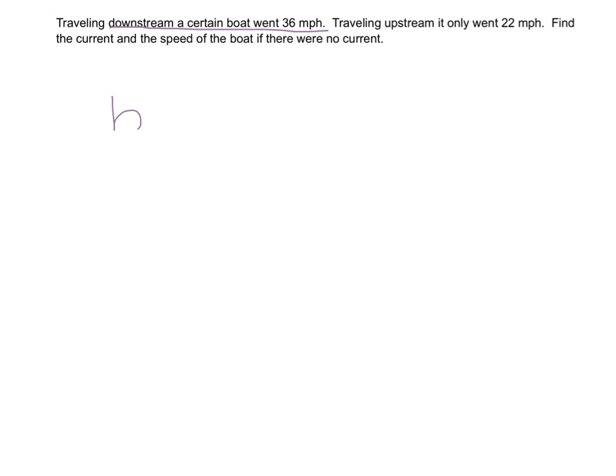We will take the boat speed plus the current speed, because it's going to be helping, and that will equal 36 miles per hour. Now when it's going upstream, we'll take the boat speed, subtract the current because it's going to slow the boat down. That will equal 22. And then once we solve, we would know what the boat would be going if it were in still water without the current, and then the speed of the current.